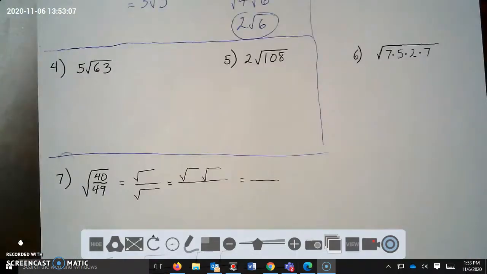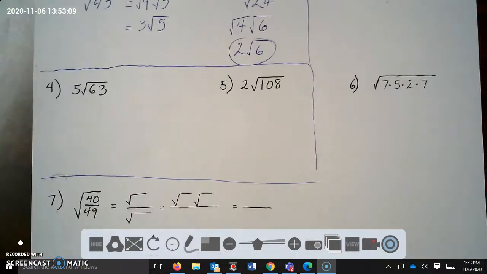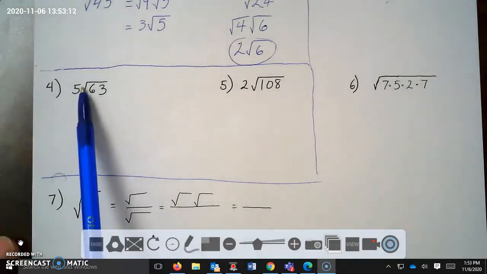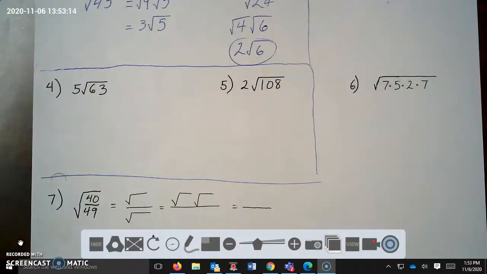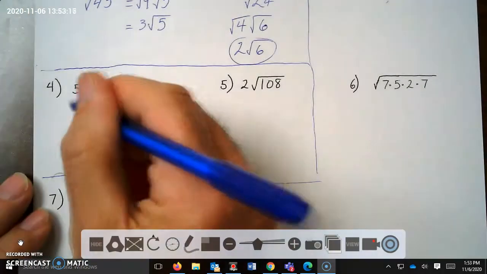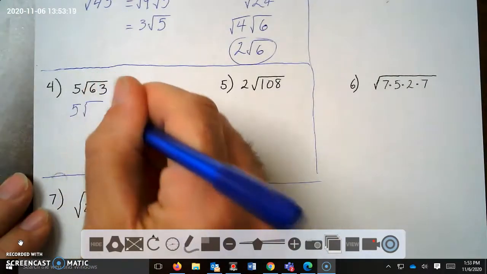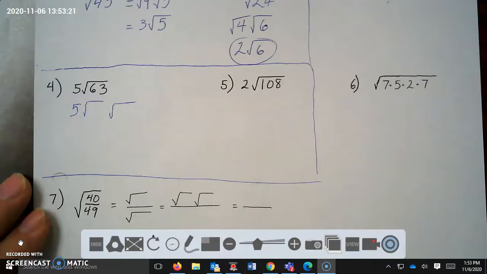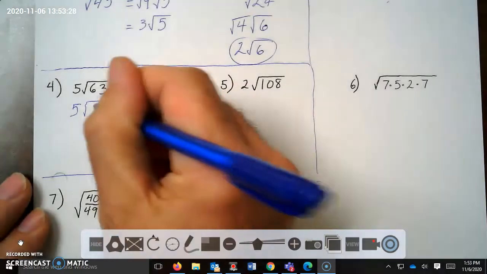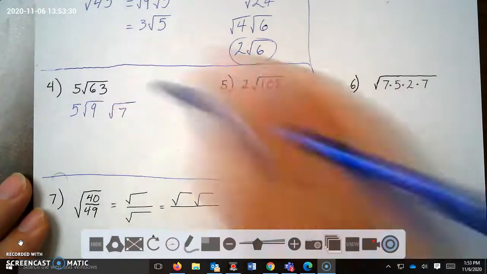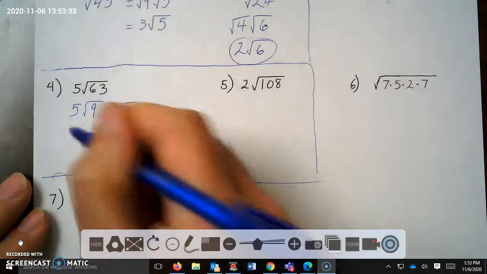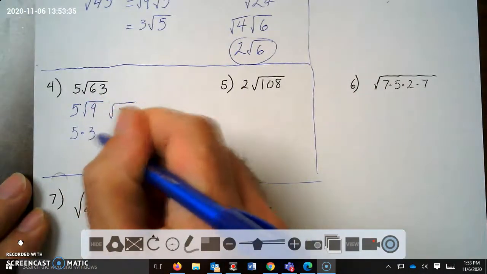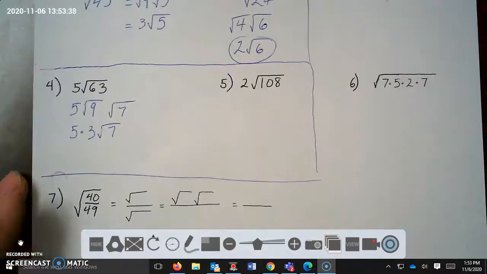Let's go to 4 and 5. Now there's a number sitting outside the radical. That means multiply. So that says 5 times the square root of 63. So you pretty much ignore the 5, and you do the problem like you've always done. The square root of 63 has a perfect square in it: 9. 9 times 7. So 5 is just kind of riding along right now. Don't leave it behind. So I'm really just doing a regular problem.